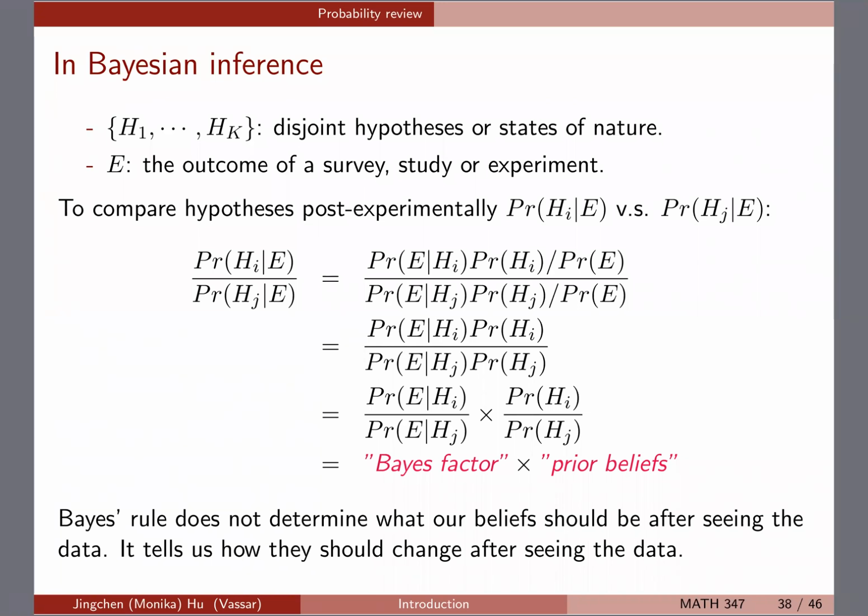All right. And based on this, you will see that Bayes' rule does not determine what our beliefs should be after we see the data. It tells us how they should change after seeing the data. Okay? So that's important, especially useful to see if you're breaking the comparison of the hypotheses, the ratio in their posterior, into Bayes factors multiplied with prior beliefs.